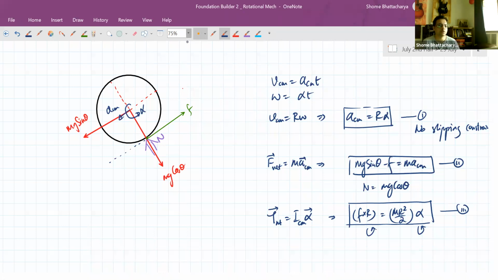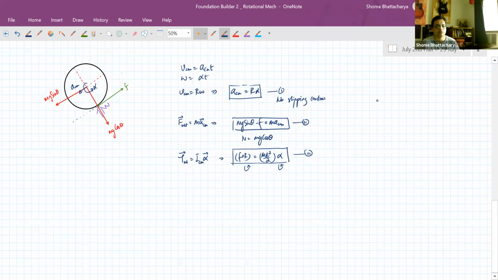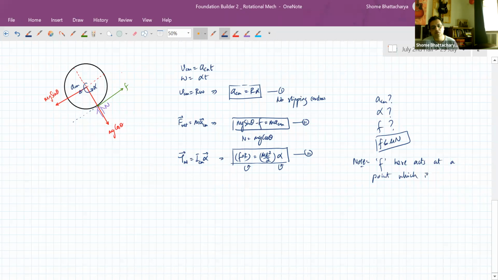So just like yesterday's problem, we have three equations and three variables: acceleration of the center of mass, alpha, and friction. Of course, friction should be less than or equal to mu N. But apart from that, friction is not a fixed value, because here friction is acting at a point which is stationary, at rest with respect to the ground. That is the no slipping condition.